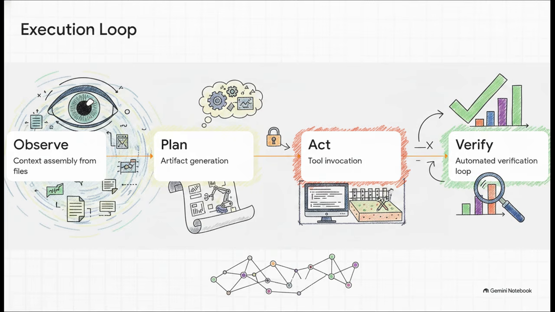First, it observes. It gathers context from your files and those architectural invariants we talked about earlier. Second, it plans, churning out structured artifacts. Third, it acts, invoking tools deterministically, usually inside secure local sandboxes so it doesn't break anything. And finally, it verifies. It triggers automated self-correction loops by running your test suites. If a test fails, no big deal. The agent just reads the error, feeds it back into its context window, and iterates until those tests turn green.